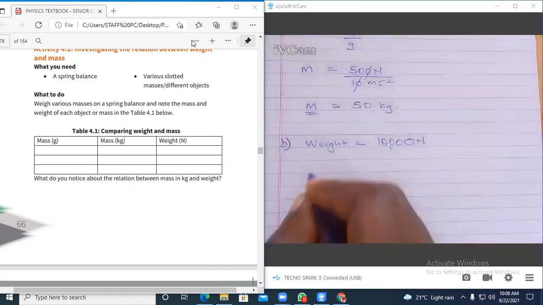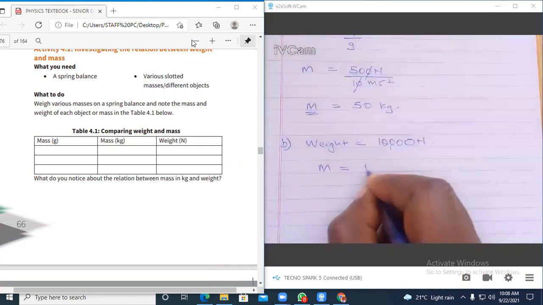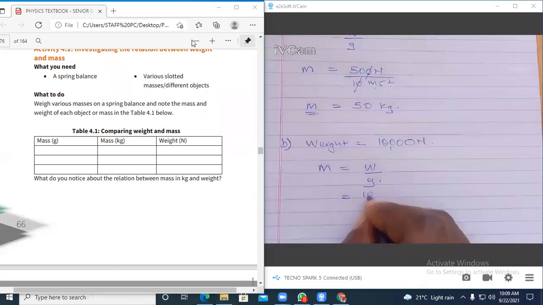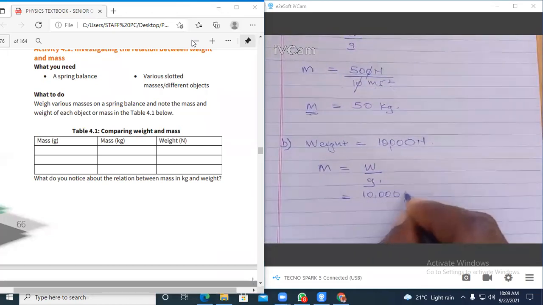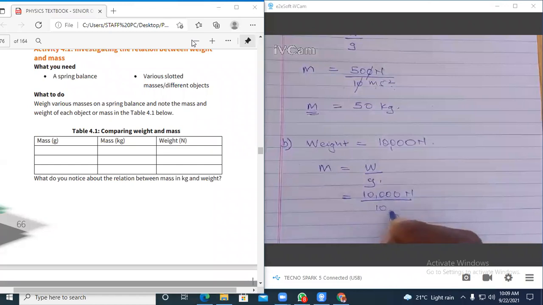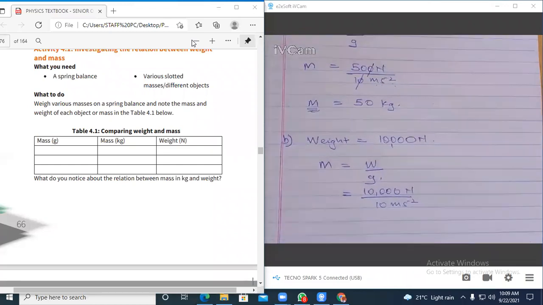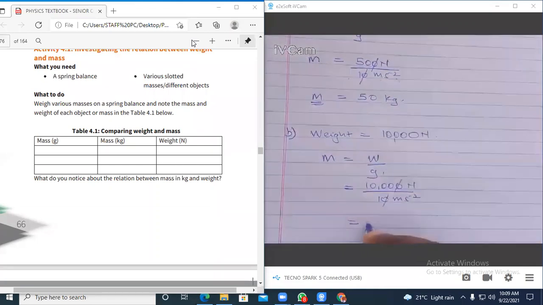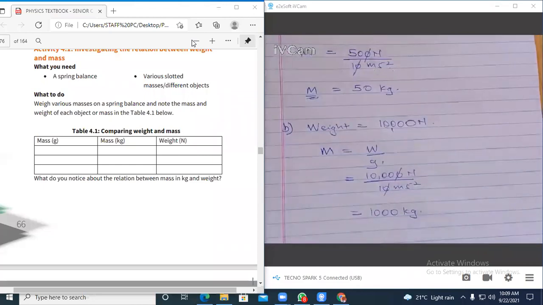So we shall say mass equals weight over acceleration due to gravity. Have you all done that? Yes. So 10,000 newtons divided by 10 meters per second squared, and our mass shall be equal to 1,000 kilograms. This is easy.